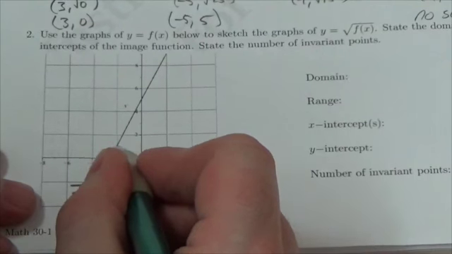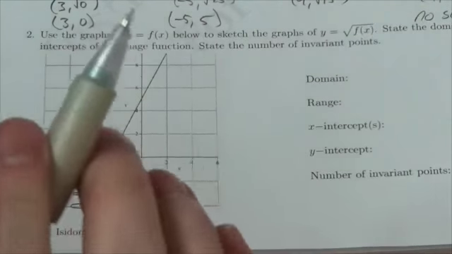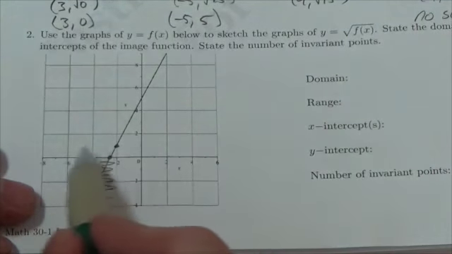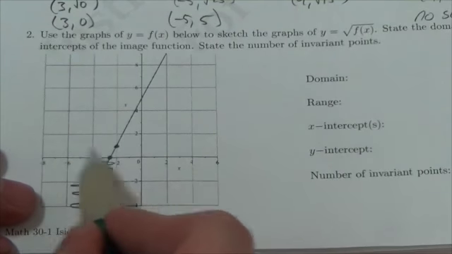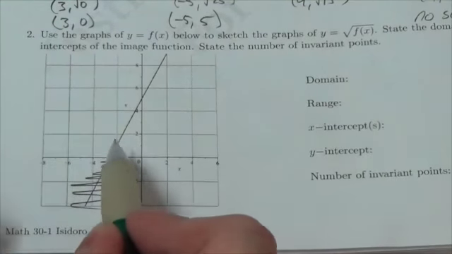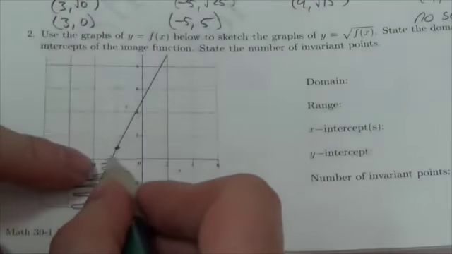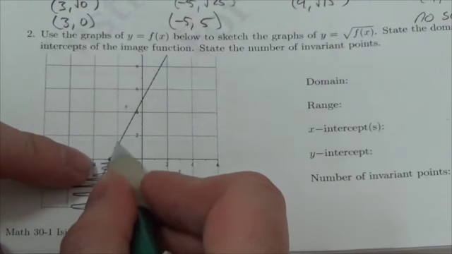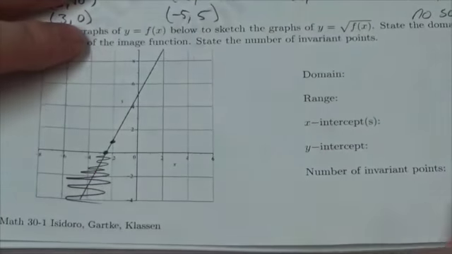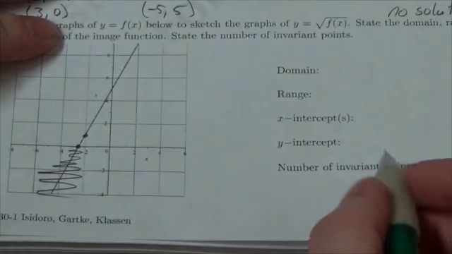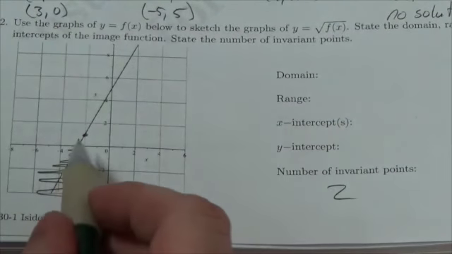Additionally, this point right here is going to stay the same because the y-coordinate is 1. Right along there, the y-coordinate is 1. The reason that point doesn't change is because the square root of 1 is 1. So the square root of 0 is 0, square root of 1 is 1. Those 2 points won't change. So right now I can say that the number of invariant points is 2.